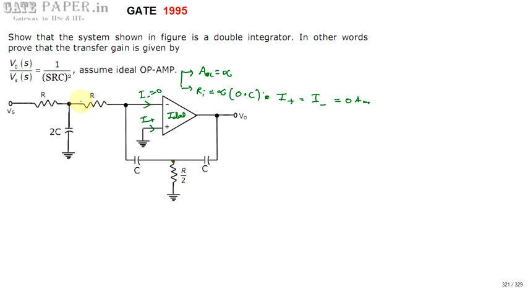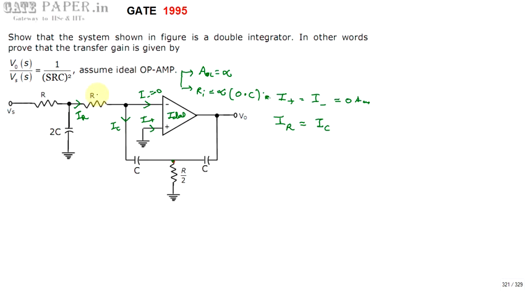So if any current is coming through this R, it has to divide into these two branches, but the current flowing into the input branch is 0. So the entire current coming through this resistor also flows through this capacitor. From Ri equal to infinite, we can conclude that the current flowing through this resistor, IR, is equal to the current flowing through this capacitor. Both are the same. This is very important. With the help of this point, we are going to solve this question.